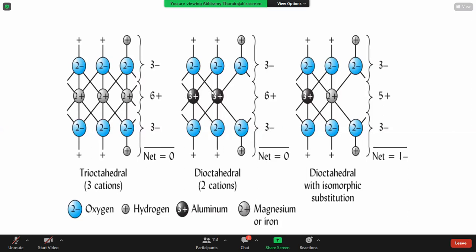When the isomorphic substitution occurs in this dioctahedral sheet, that means one aluminum ion is substituted by a magnesium ion. Can you all see this? Yes. Here, isomorphic substitution is happening in the dioctahedral sheet. So one aluminum ion is substituted by one magnesium ion. Here it will create five positive charges and again three negative charges. So it creates the minus charge. Okay. So the valency is different, right? So that is what creates the net negative charge.